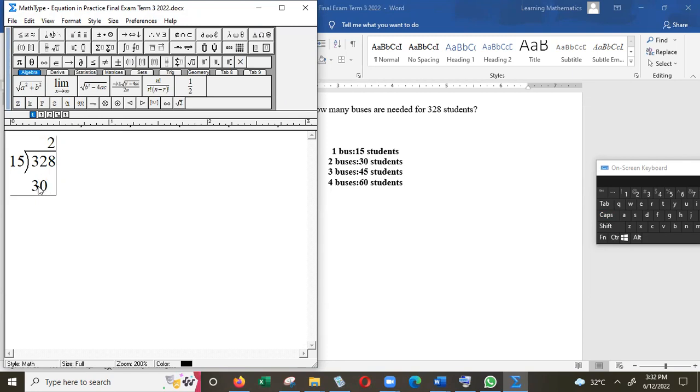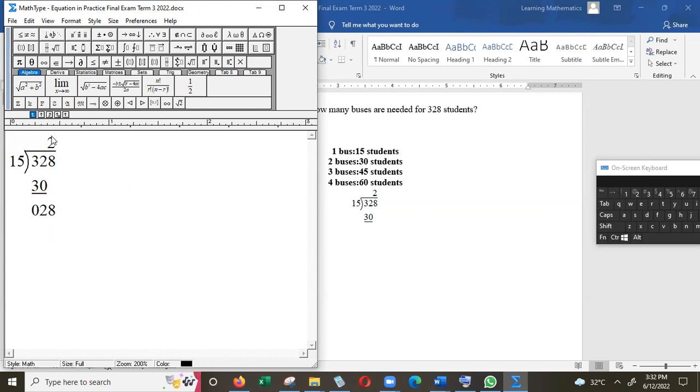And then we subtract. 0 from 2 is 2. 3 minus 3 is 0. So 15 into 32 goes 2 times. 2 times 15 is 30. Then you subtract, we get 2. Then we bring down the 8.